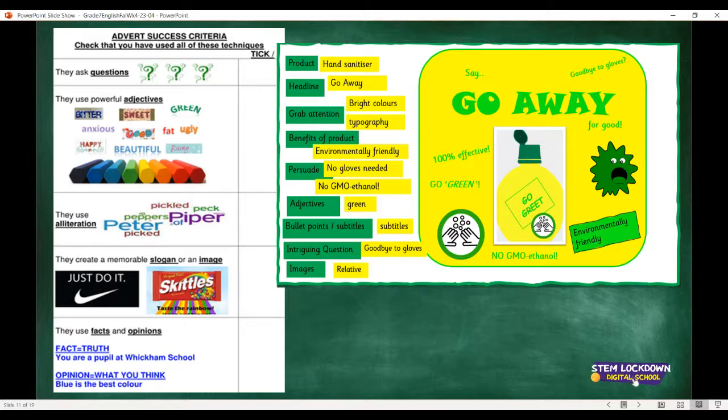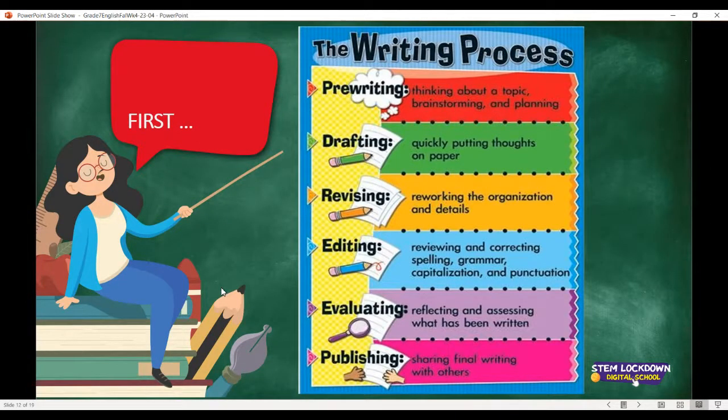All right, so I would like to know what you think, and I would like to see your adverts. So first, before you begin your adverts, go through the writing process again, okay? So you go through pre-writing, you think about the topic, brainstorming and planning, drafting, you quickly put your thoughts on paper, revising, you rework any details, so how you're going to organize it, how you're going to change things. Editing is once you've completed your activity or your advert, you go over it and review it.